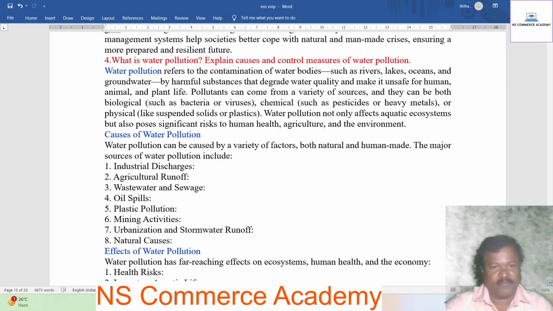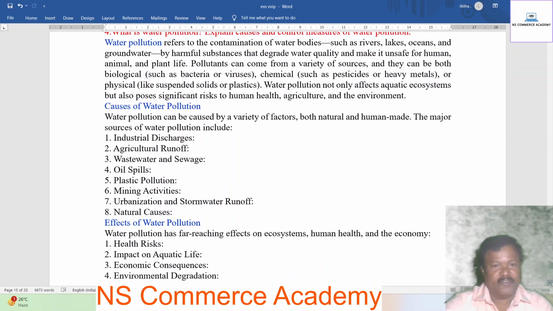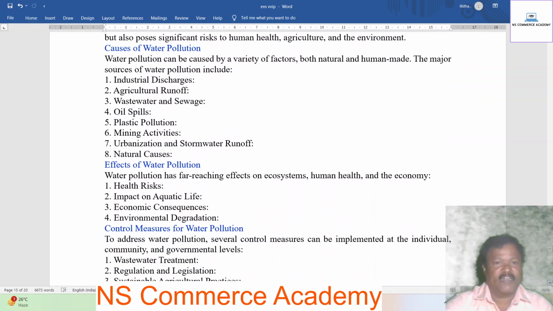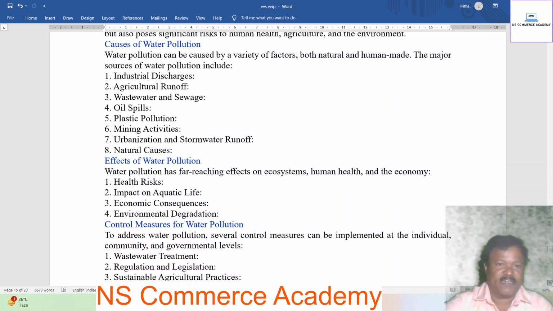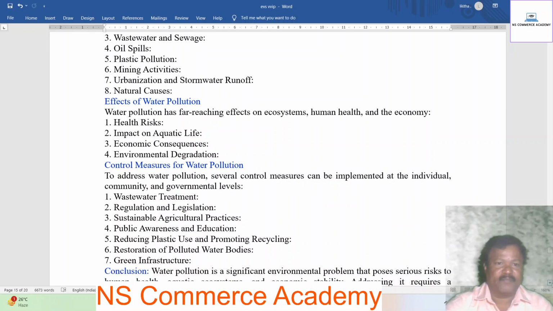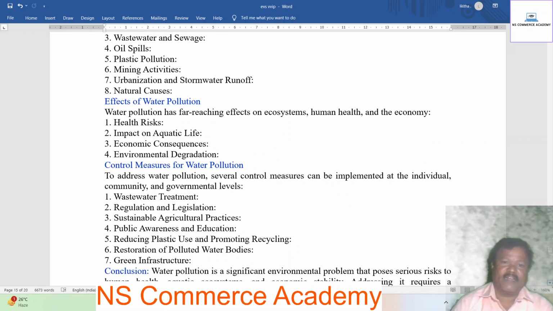The major sources of water pollution include industrial discharges, agricultural runoff, wastewater and sewage, oil spills, plastic pollutants, mining activities, urbanization, stormwater runoff, and natural causes. Effects of water pollution. Water pollution has far-reaching effects on ecosystems, human health, and the economy: health risks, impact on aquatic life, economic consequences, environmental degradation.